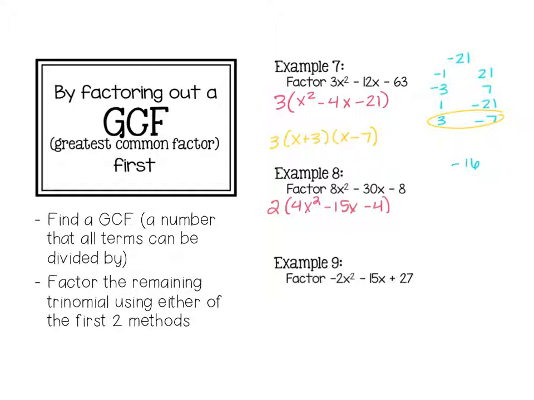So my terms of negative 16 are 1 and negative 16, 2 and negative 8, 4 and negative 4. Or I could flip it around and have negative 1 and positive 16, or negative 2 and positive 8. I need something that's going to add together to give me negative 15. So that's going to be 1 and negative 16. So then I've got 2 times 4x squared minus 16x plus x minus 4.